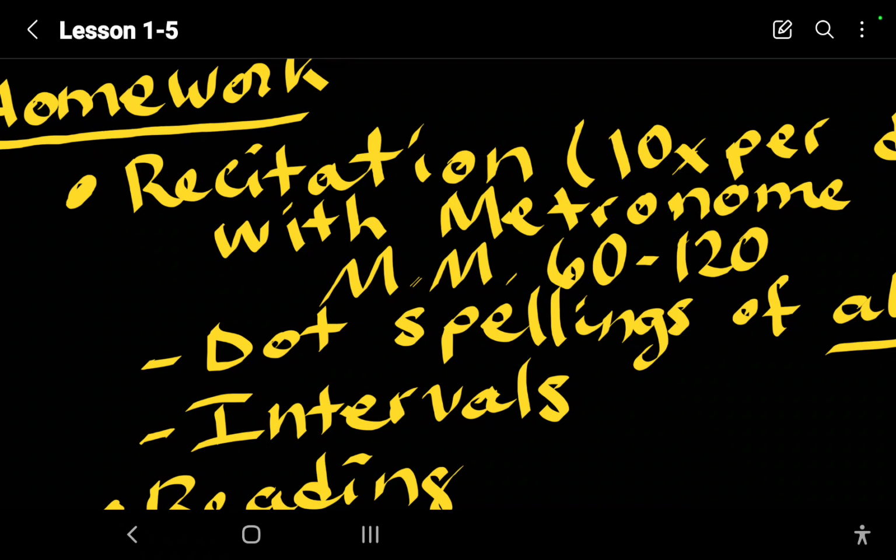Do, 1, 4, 5. If you wanted to do it a little bit quicker, you could try to fit 1, 4, 5 within the beat, so it would have a triplet feel. This is what it would sound like. Do, 1, 4, 5. Do, 1, 4, 5. And then you would just continue to increase tempo.